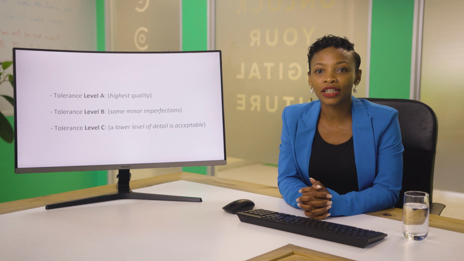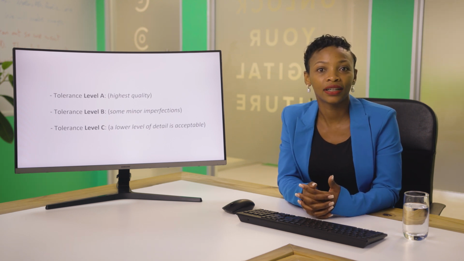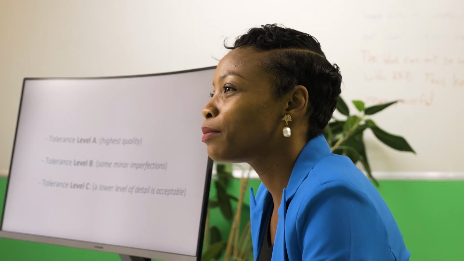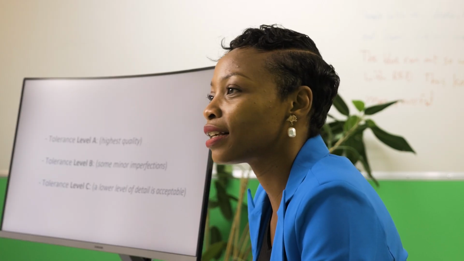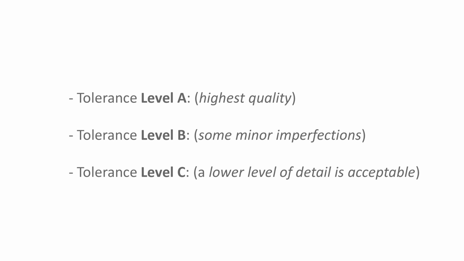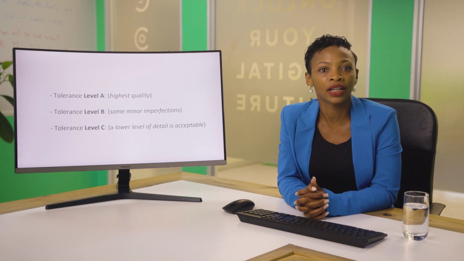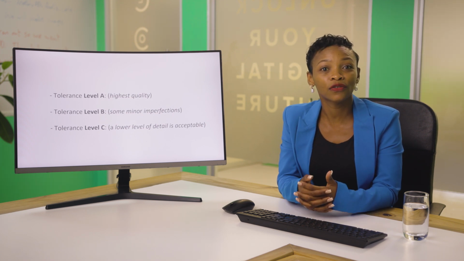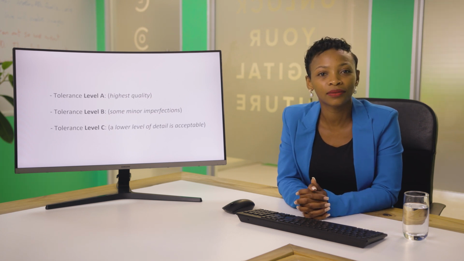It sets very tight tolerances for factors like resolution, color accuracy, and image noise. Images meeting level A criteria are expected to be of the highest quality. Tolerance level B. Level B represents a slightly lower standard than level A, but is still considered suitable for most cultural heritage purposes. It allows for some minor imperfections in the scanned or digitized images.